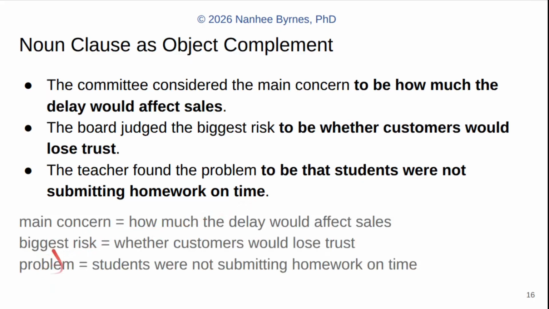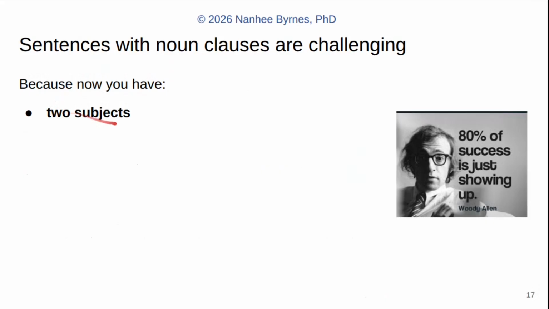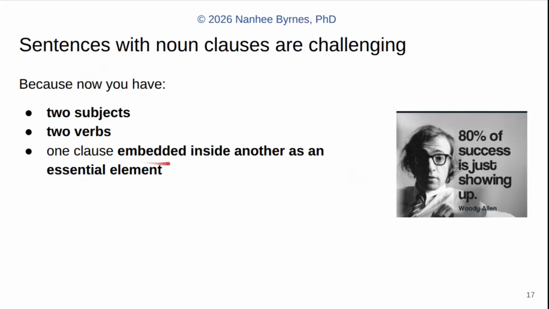Now we can clearly see why noun clauses are such a big deal. Sentences with noun clauses feel more complex because they contain 2 subjects and 2 verbs, with one clause embedded inside another clause functioning as essential elements. These core elements are not as visually obvious as adjective or adverb clauses.